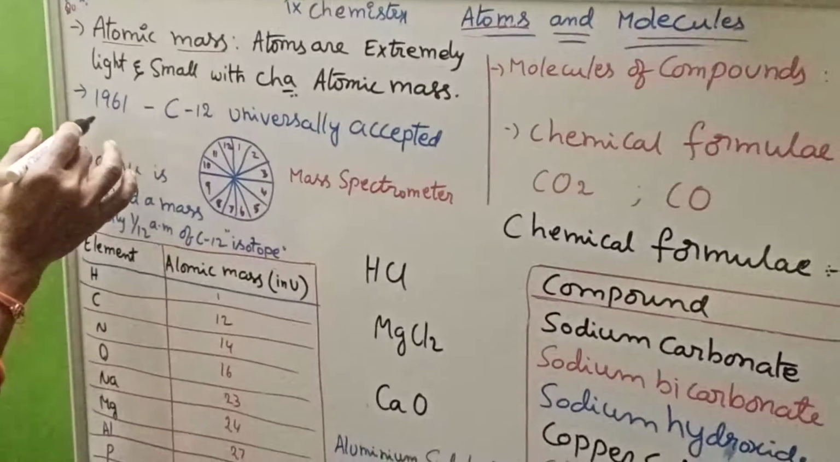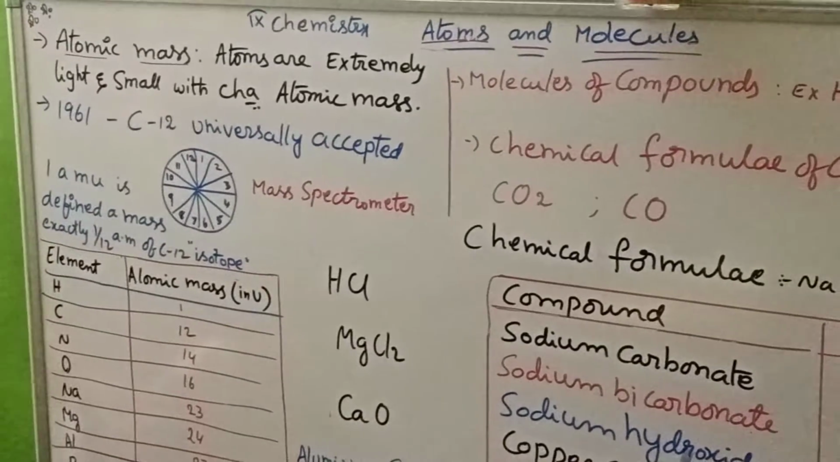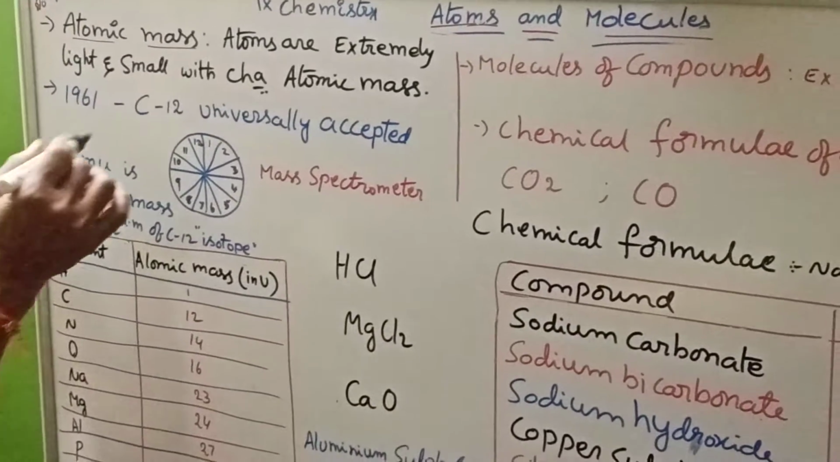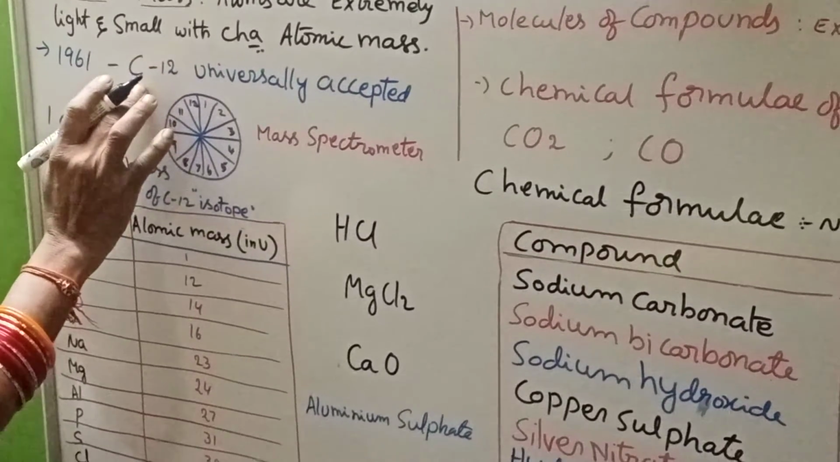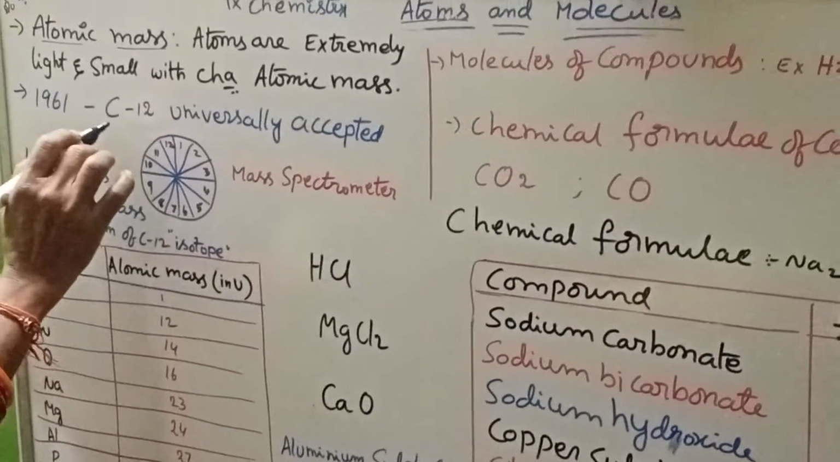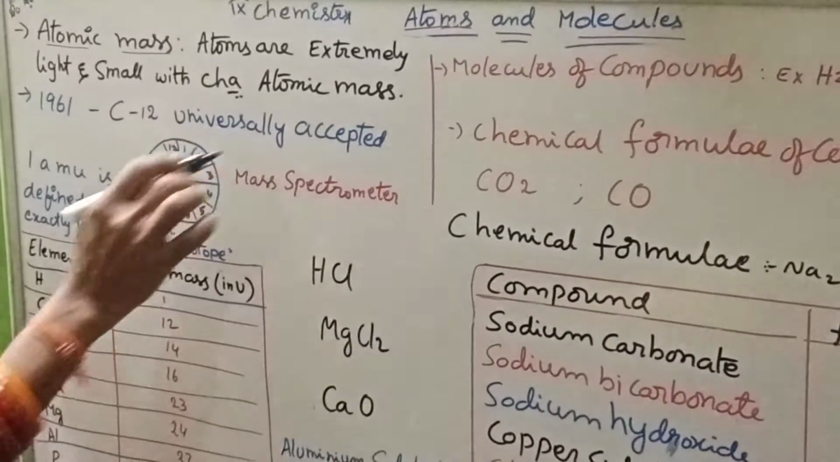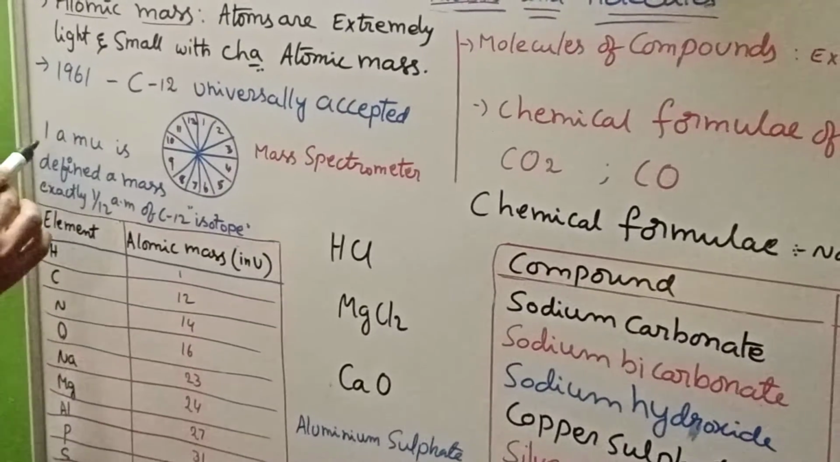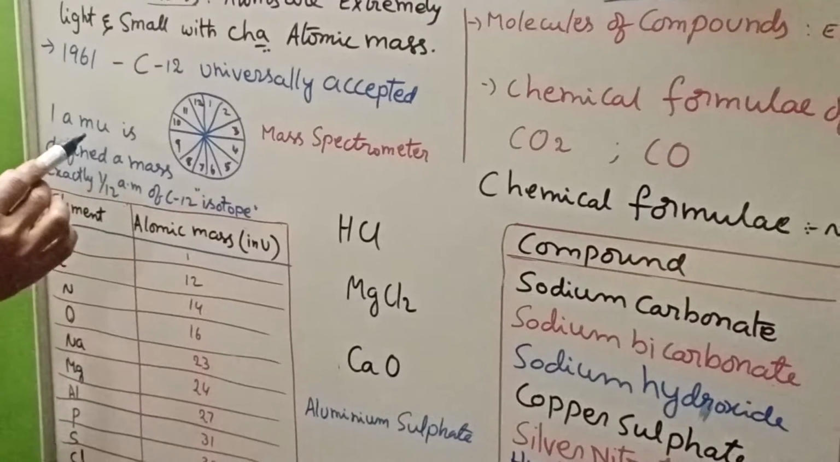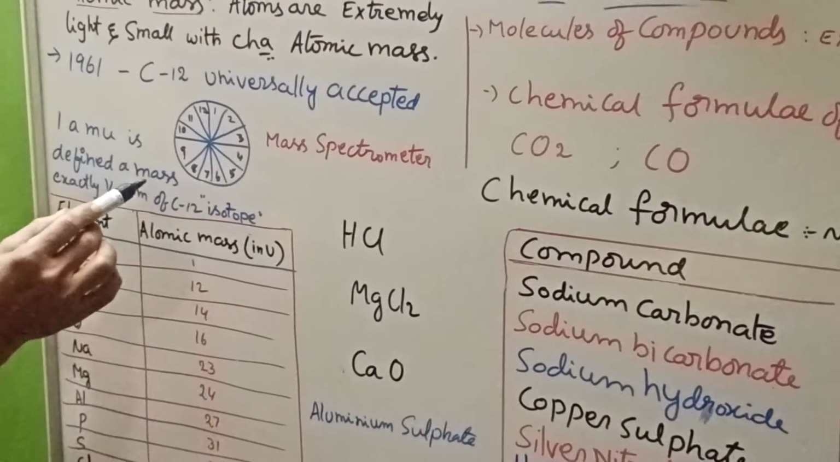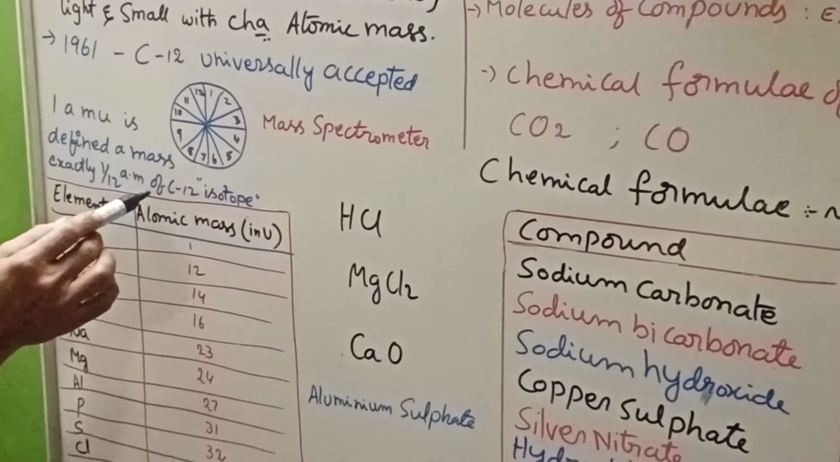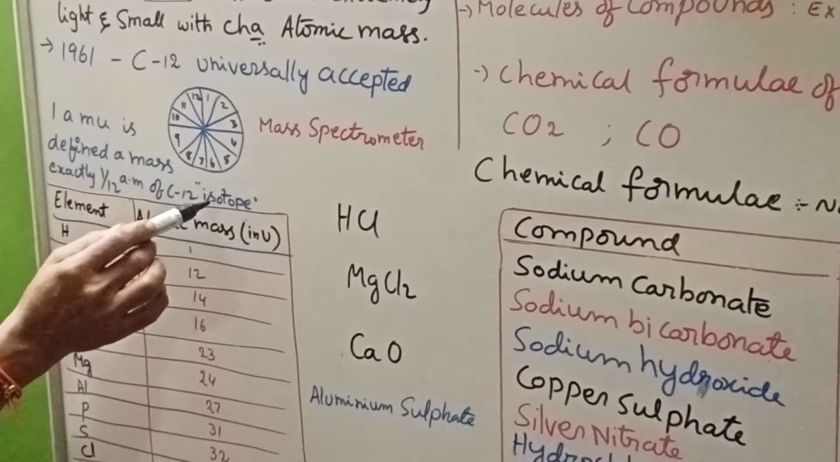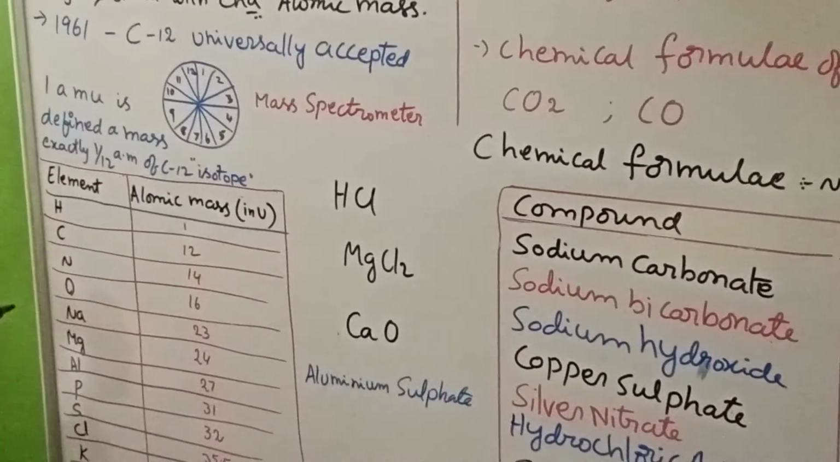So in the year 1961, they took carbon-12. C-12 is one of the isotopes of carbon. It was accepted by the whole scientific community. Next, 1 AMU, atomic mass unit, is defined as exactly 1/12 of the mass of a carbon-12 isotope.